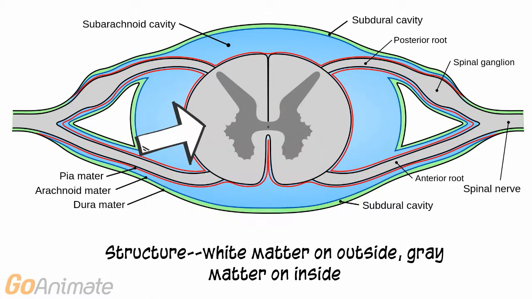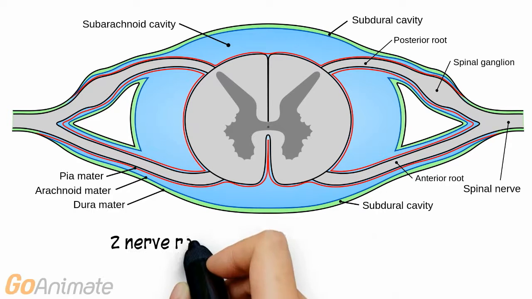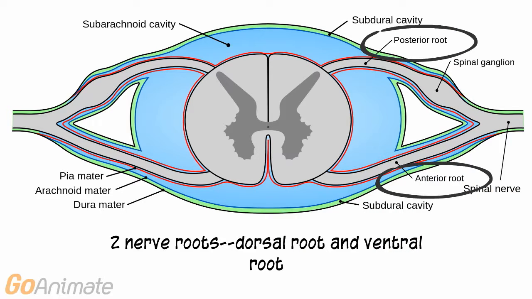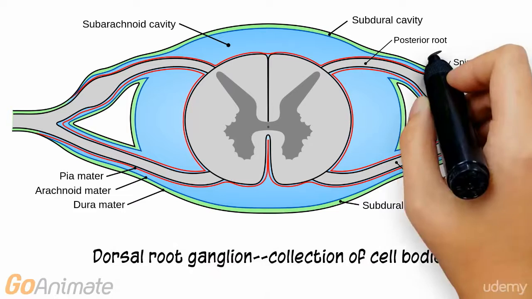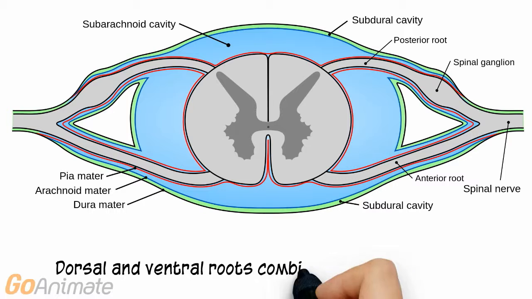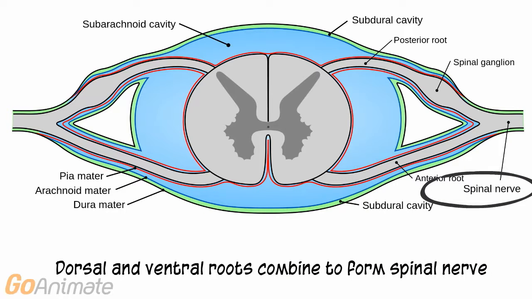The basic structure of the spinal cord is an outer portion of white matter and an inner portion of gray matter. 2 nerve roots exit the spinal cord and combine to form a spinal nerve. The nerve roots are called the dorsal and ventral roots. The dorsal root contains the dorsal root ganglion, which is a collection of cell bodies.